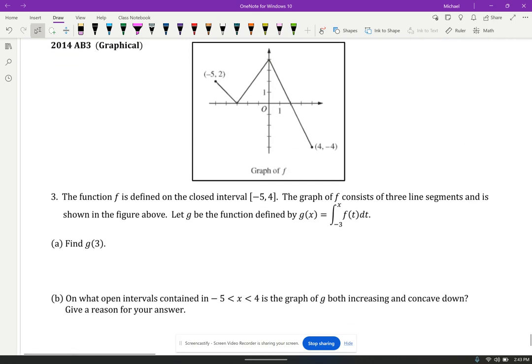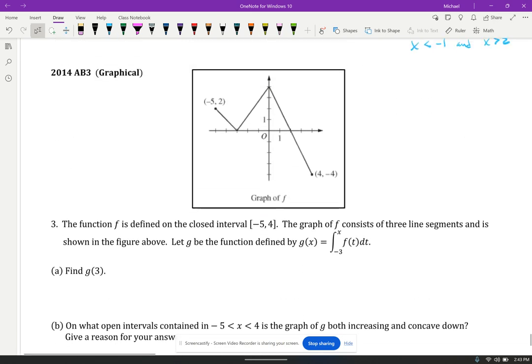Okay, so step one. Let's read what we have. We're looking at a graph. This is the graph of f. It says the function f is defined on the closed interval from negative 5 to 4. The graph of f consists of 3 line segments, and is shown in the figure above. Let g be the function defined by the integral from negative 3 to x of f of t dt.